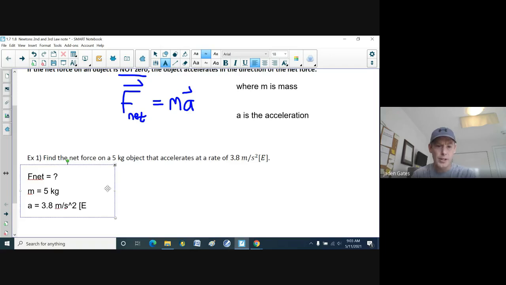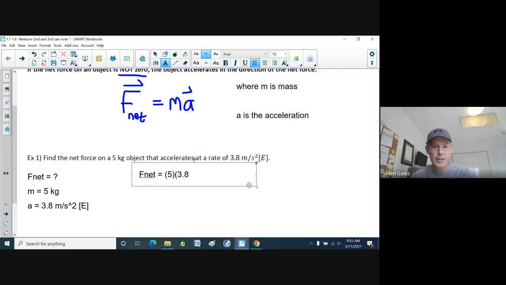Again, it's east. Now, if our object is being accelerated east, well, that means our net force is going to be east. All right, so I'm going to use my formula, F equals ma, or F net equals ma. And so I have my 5 kilograms times my 3.8 meters per second squared, and again, east.